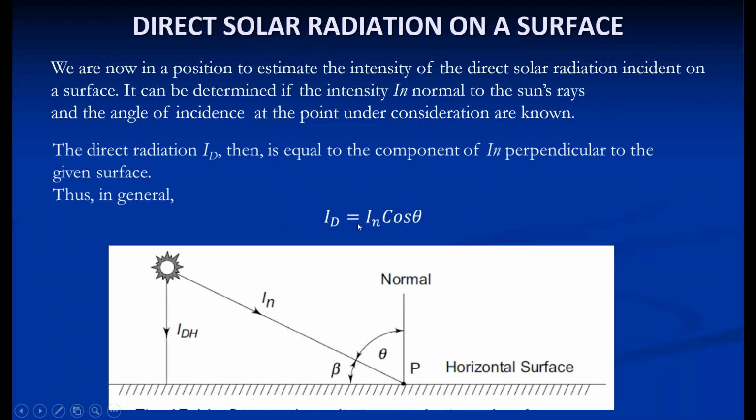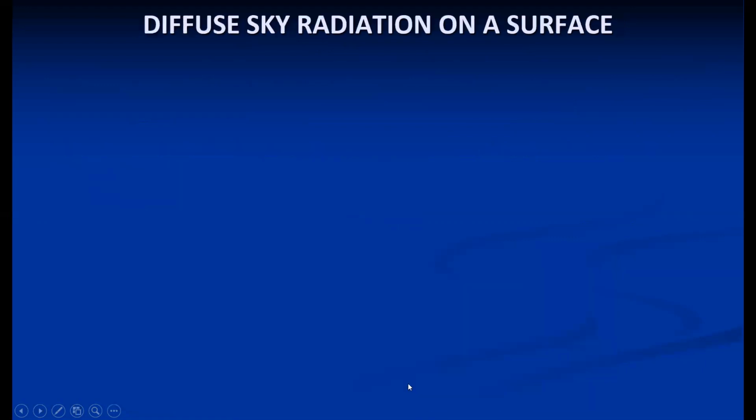So the direct radiation can be obtained by using this formula. It is the normal component of the I_on perpendicular to the given surface. So in this way we can calculate. This is the incident radiation on the surface, and its component is nothing but the direct radiation received by the surface.